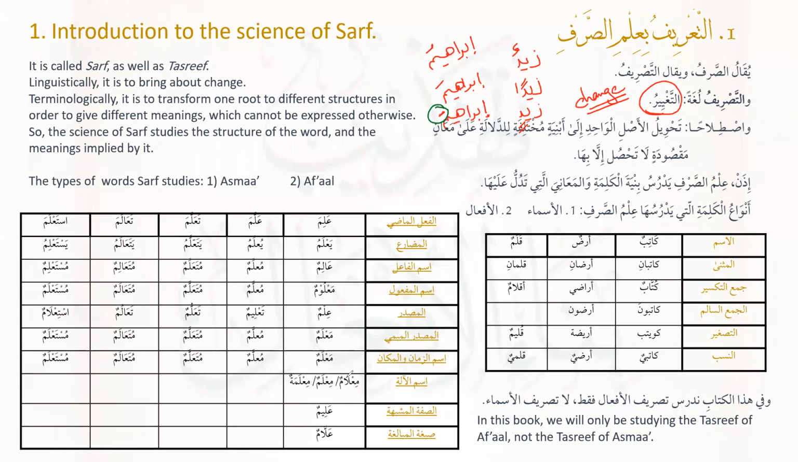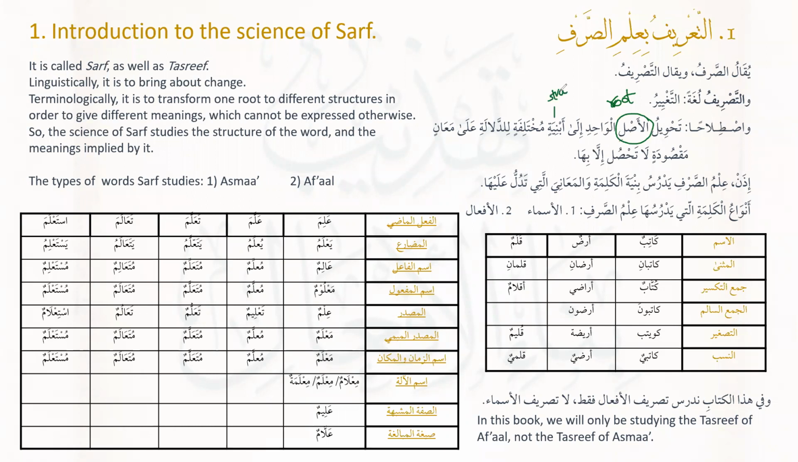Okay. Then he mentioned here, in the terminology, in our context, when we say the science of sarf, what is it referring to? It's referring to تحويل الأصل الواحد إلى أبنية مختلفة. Tahwil means to transform, to change, to alter one asl. Asl means the very same root, it's being altered. Little changes are being made in that root, into different abniya, structures. You are transforming that same root into structures.